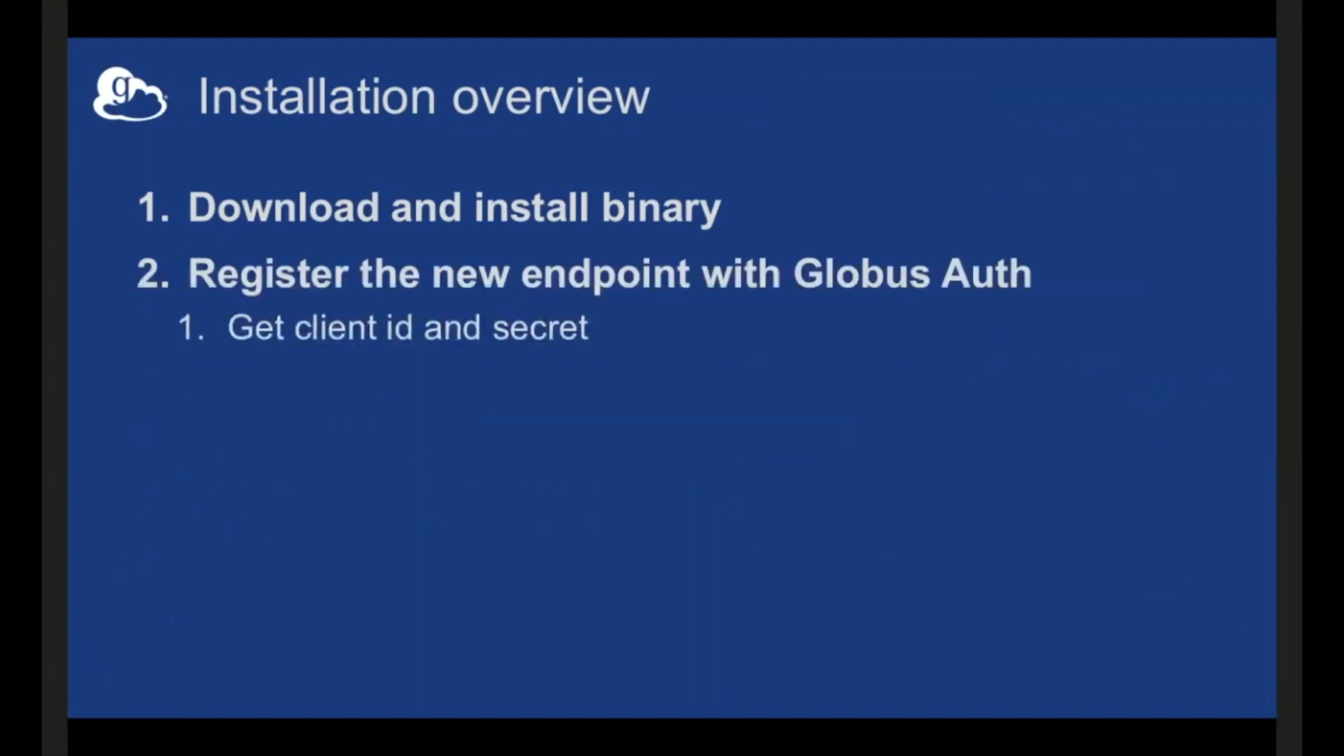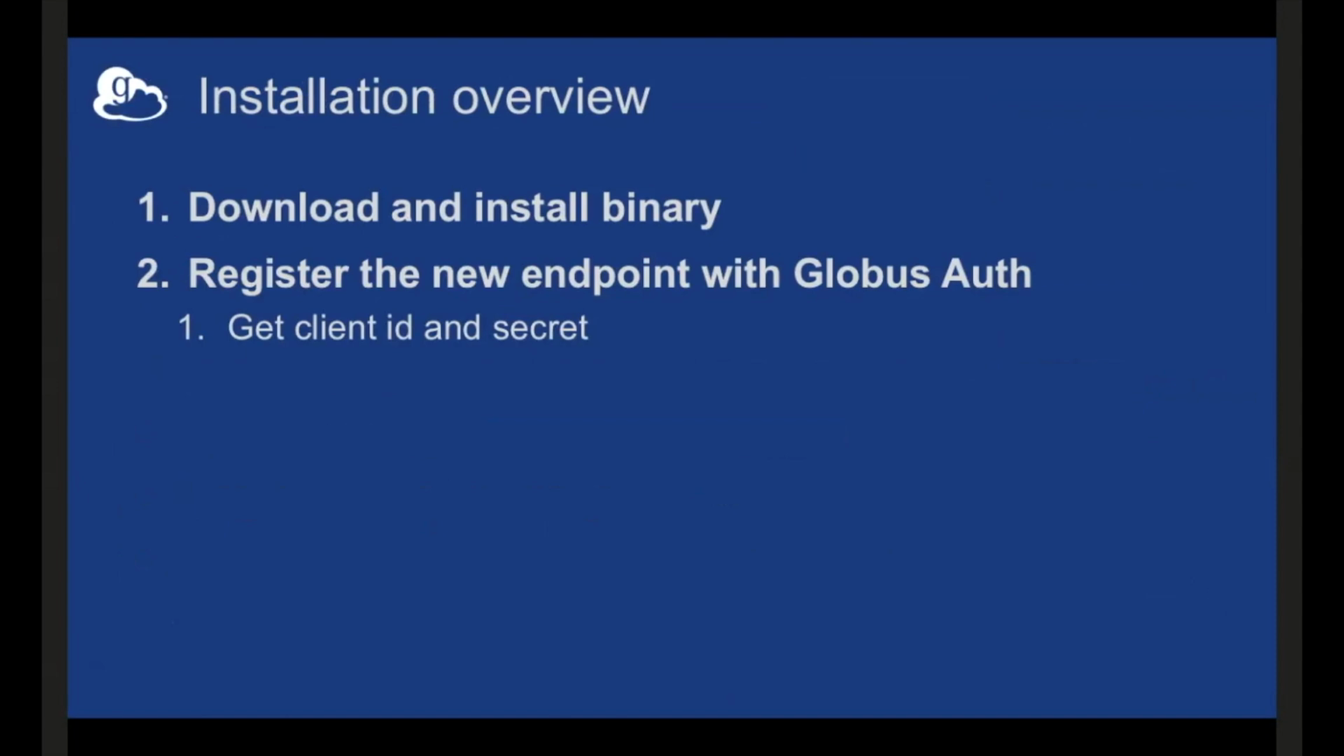So I'm going to do an installation here, but I want to just do a quick overview of what those different pieces in the installation look like. So the first one is just download and install the binary. We support various platforms just like we did for version 4. So you'll find the one that's for your platform, download and install that. But the second step here is different, where the new endpoint that you're installing will have to be registered with Globus Auth. And I'll demo this.